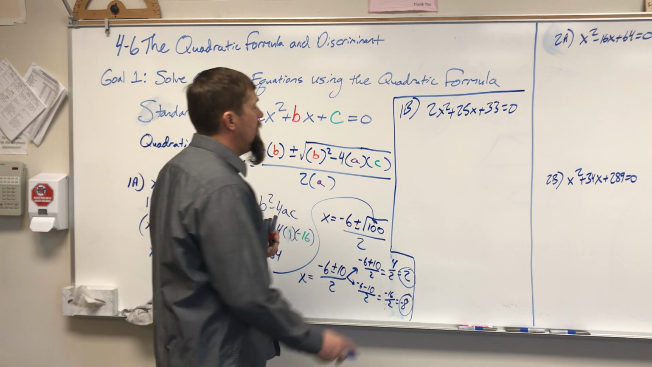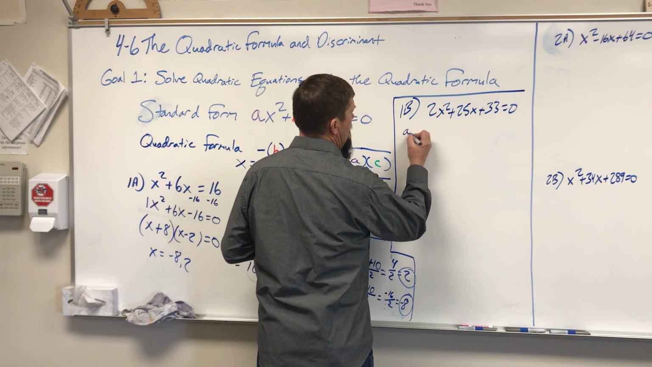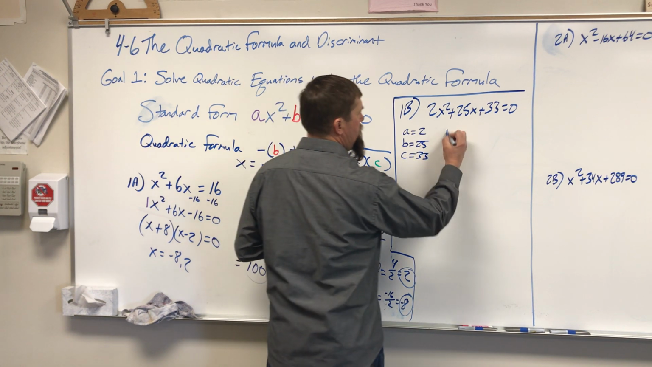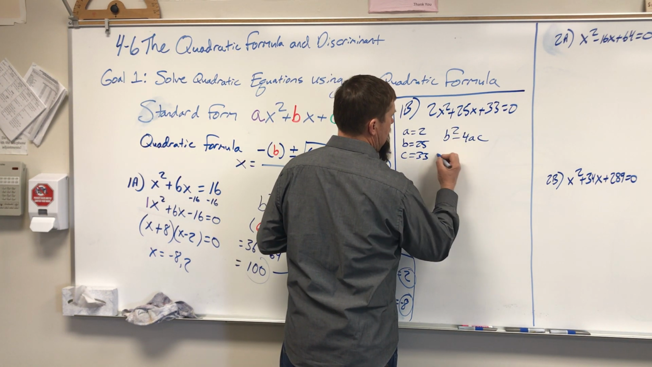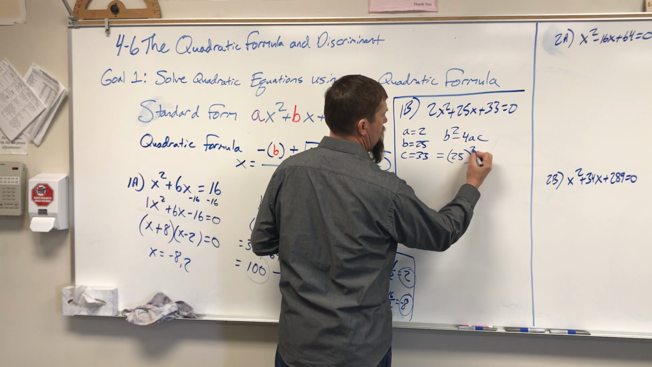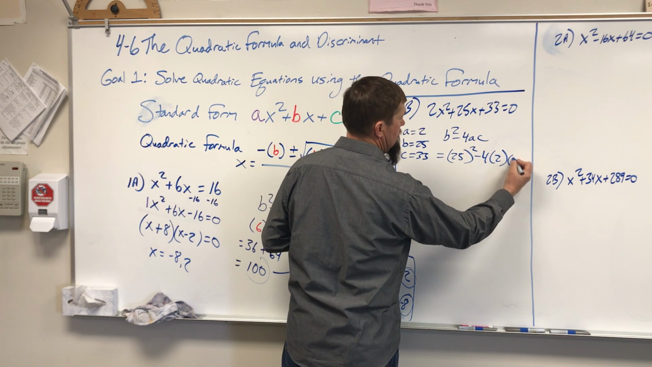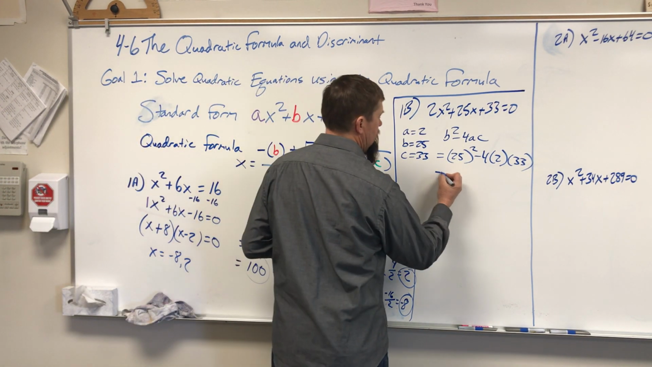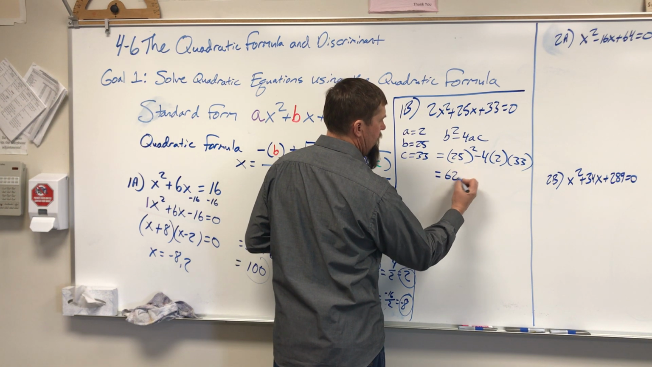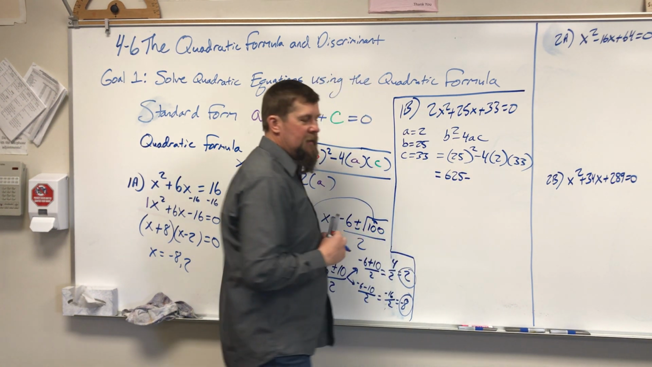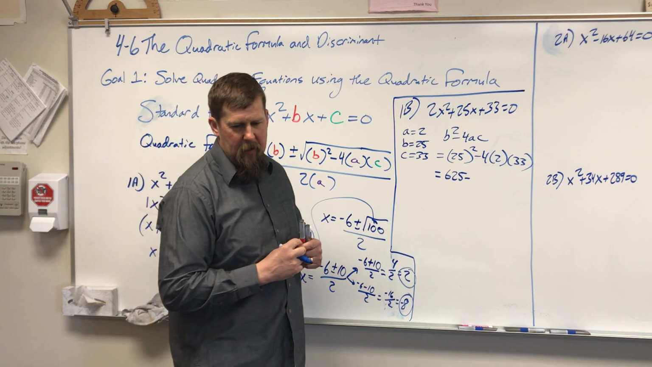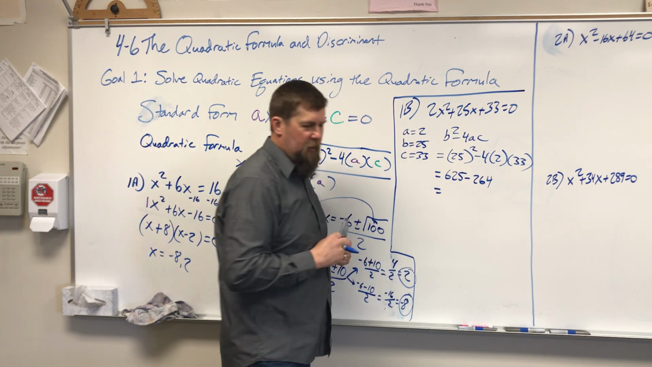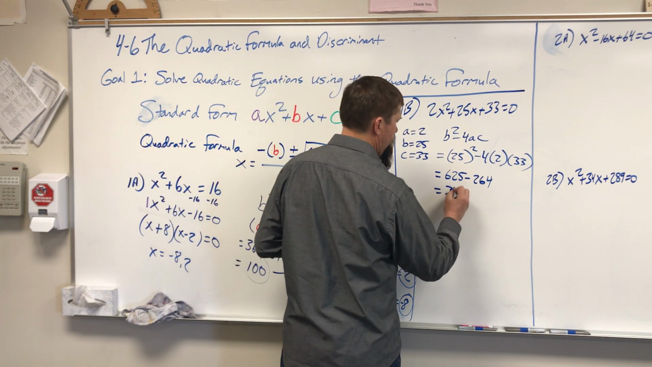All right, so here I would say, okay, A is 2, B is 25, C is 33. B squared minus 4AC is 25 squared minus 4 times 2 times 33. So the discriminant is 625 minus 8 times 33, and we get 264. So the discriminant is 361.